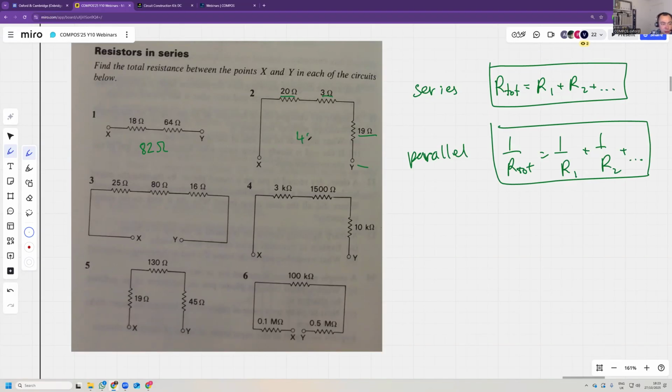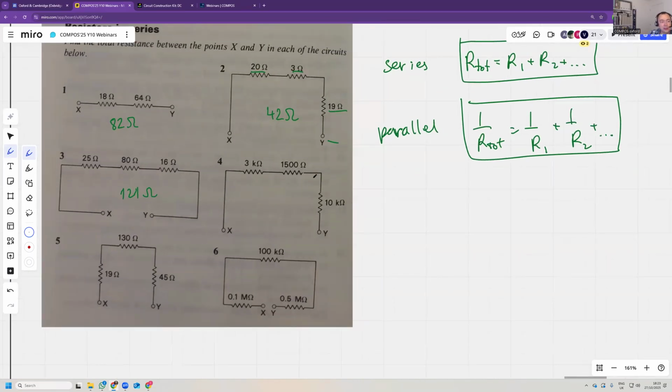series, so that's 42 ohms, 105, 5 plus 16, 121 ohms, etc. I'm not going to do all of them. It's quite easy, right? So here it's kilo ohms. You just keep that in mind.